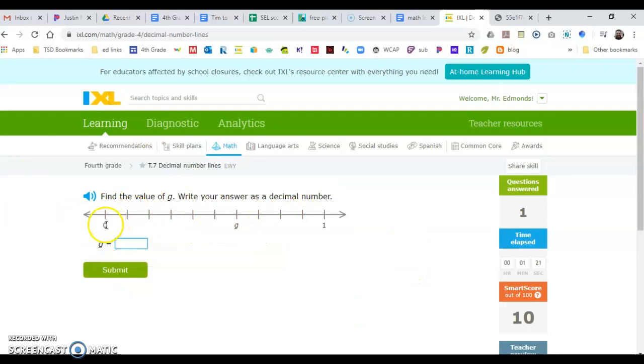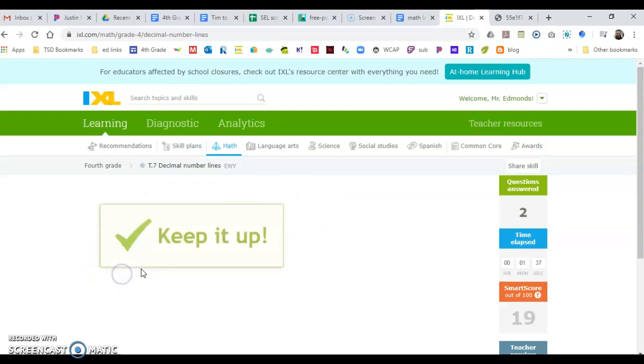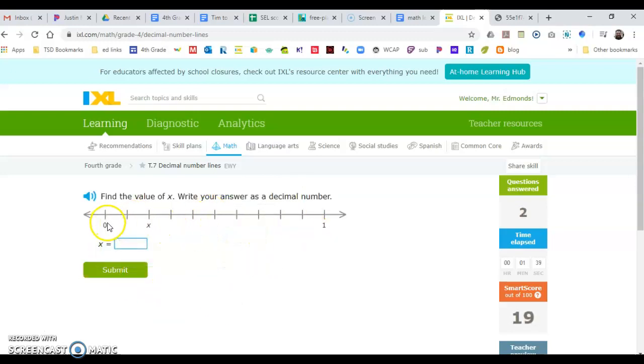Same deal on this one. Notice 0 here, 1 here, and we're at the 6th part, so 6/10. Right here, remember, it's asking you to write the decimal. If you type the fraction in, it will mark wrong. At least I'm assuming it does. Okay, keep moving. 0 here, 1 here, 10 parts.